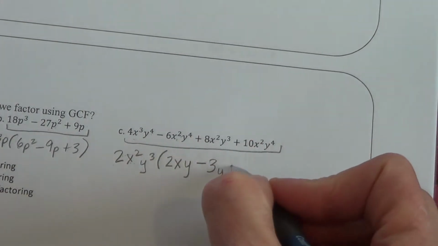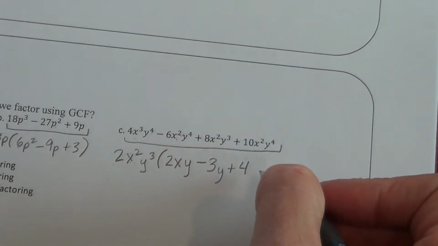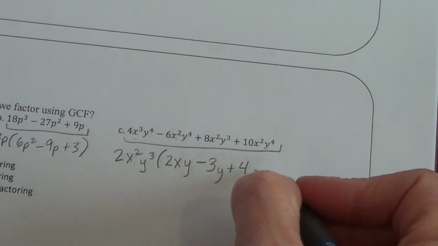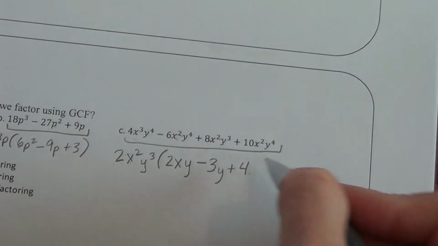2 times positive 4 is 8. X squared into x squared. We don't need any more x's. It goes one time. Y cubed into y cubed. It goes once as well.